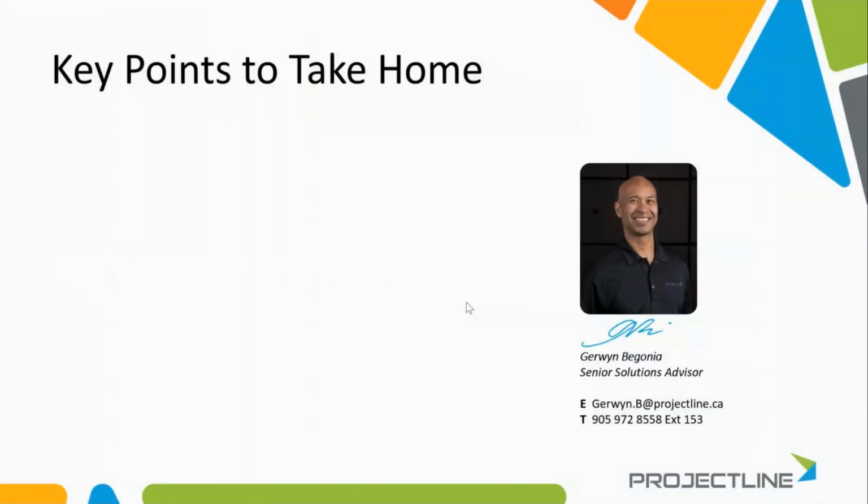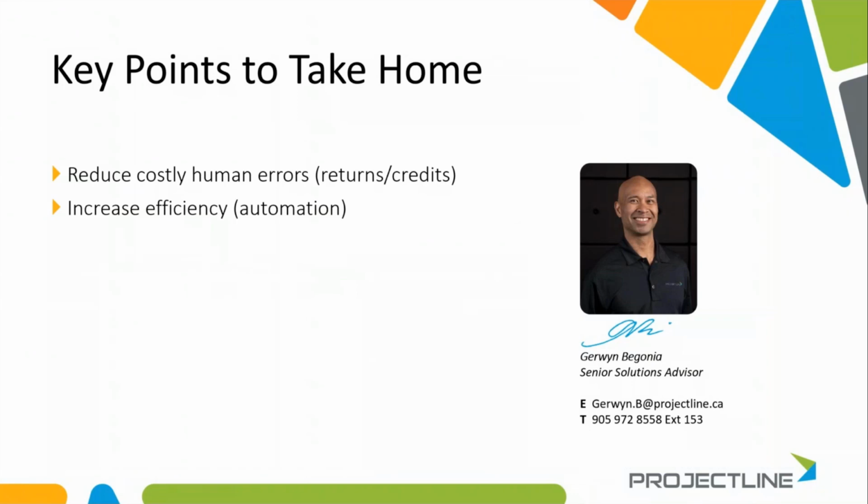Okay, so key points to take home. You can reduce costly human errors, reduce the number of returns and credits you issue to customers due to mistakes. You can increase efficiency because you're automating certain things in your system, right? Whether it's automatically inserting lines and checking for incorrect data. And you're overall increasing customer satisfaction, right? No more mistakes or less mistakes. So with that, that concludes today's session on line loops.